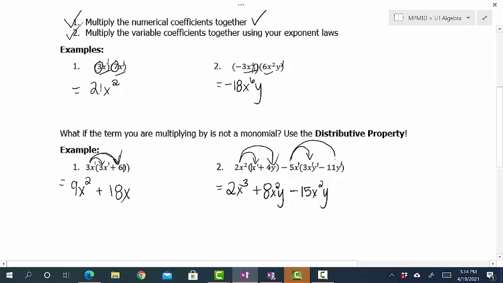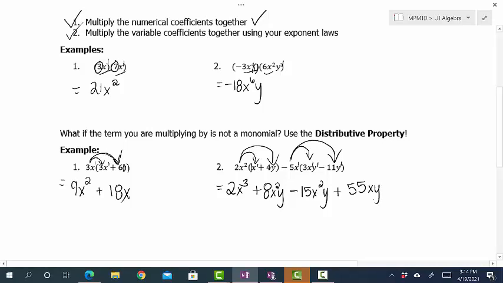Okay, let's go ahead and do negative 5x times negative 11y. So multiply the numbers first. Negative 5 times negative 11 is positive 55. And there's nothing we can do with the variables because they're not the same base. So x times y is just xy.